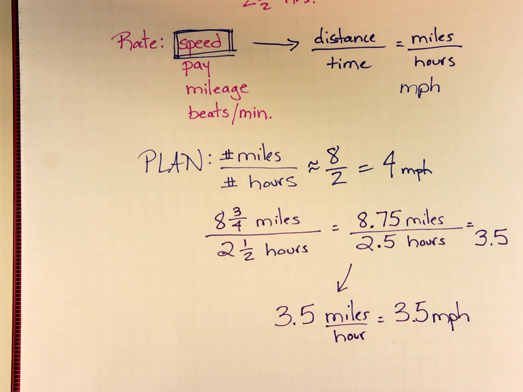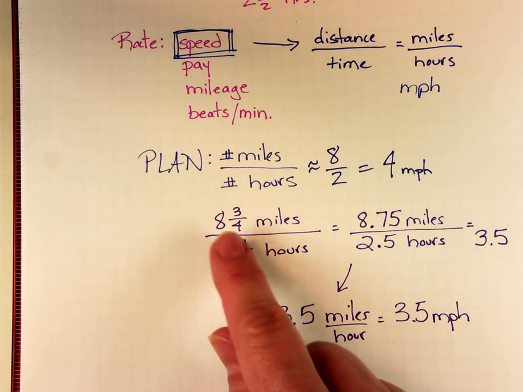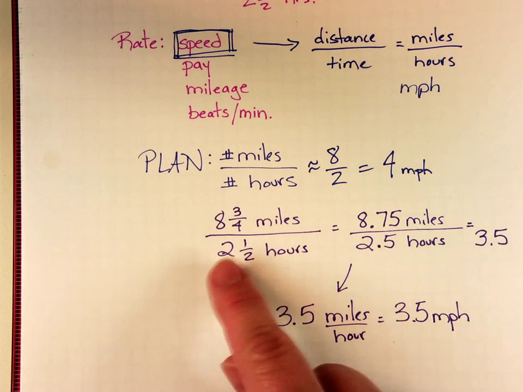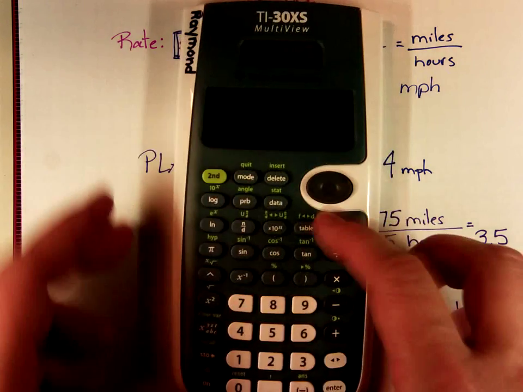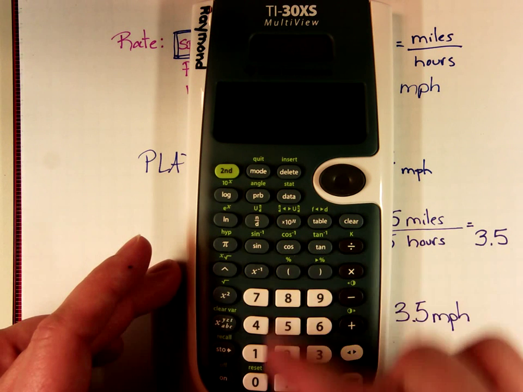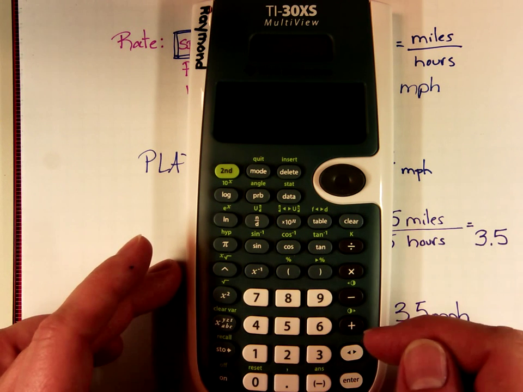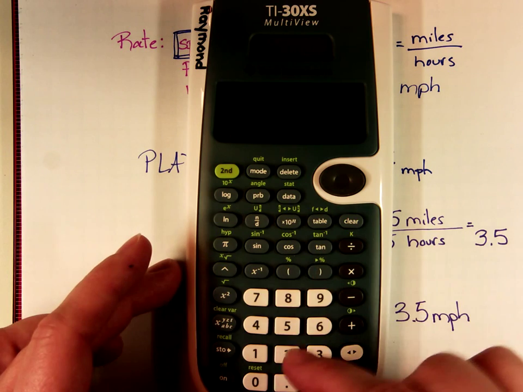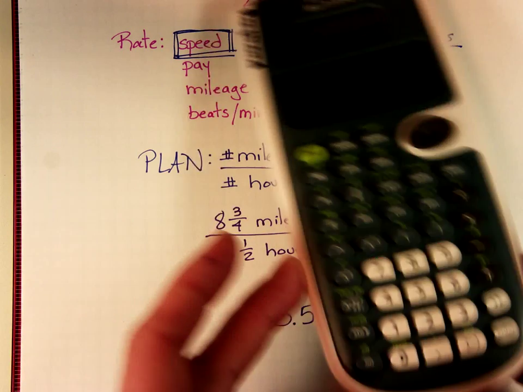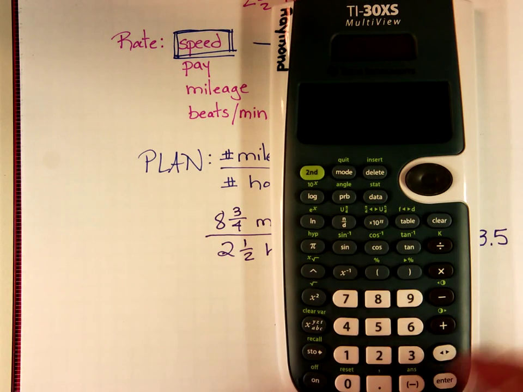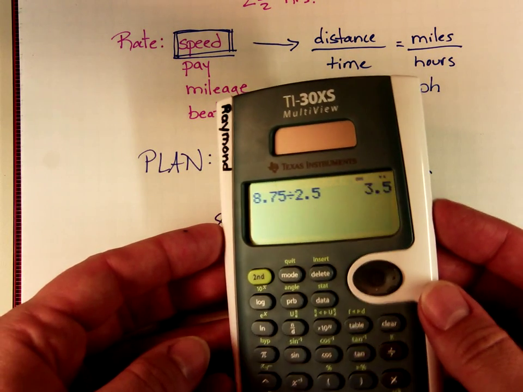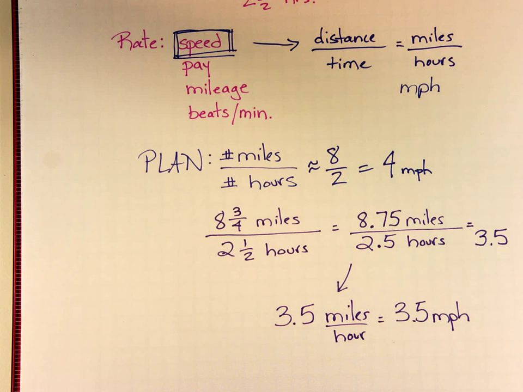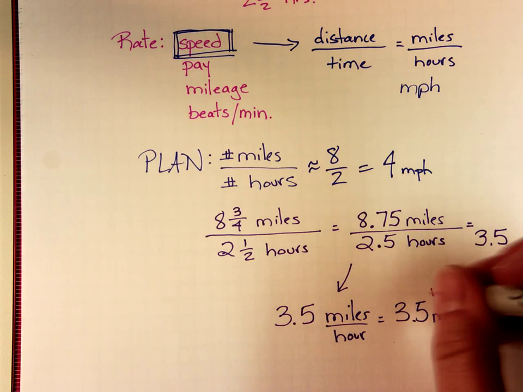So double check our math. Let's do it again. 8.75 divided by 2.5. We'll do it in the calculator again. 8.75 divided by 2.5, enter. There it is again, 3.5. If we get the same answer twice, you can pretty much be assured that we're right. So we've checked our math.